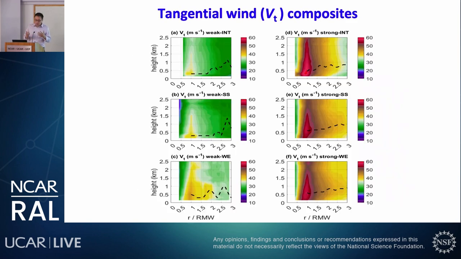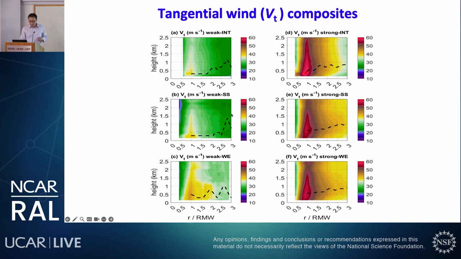And then from now, I'm going to show the composites of all this data in the azimuthal average, so azimuthally averaged fields. And also, I'm plotting the data as a function of height and radius normalized by the RMW. In this way, we take into account the storm size. So basically, we group the data together in the R over RMW and height space.